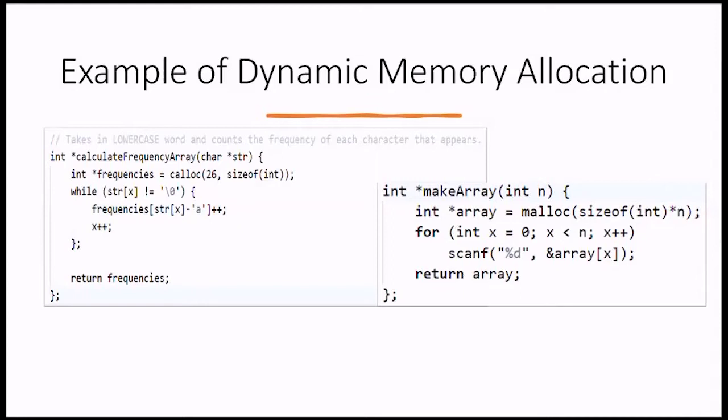Now you can do the same thing that calloc does with malloc, where instead of reading in with scanf for a specific value, you would just set it to 0. So array of x equal to 0 up to the 26 letters in the alphabet. So that would be one way to do it. But typically you want to split up when you would use calloc and when you would use malloc.